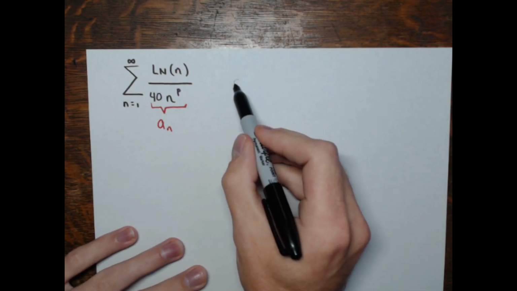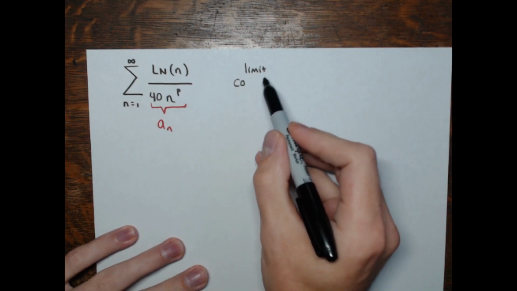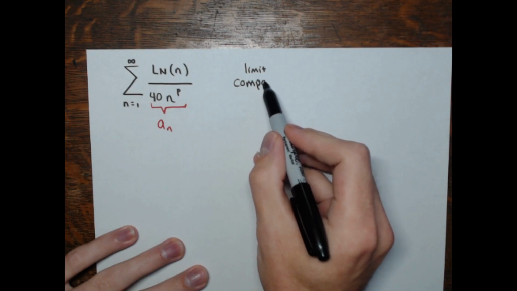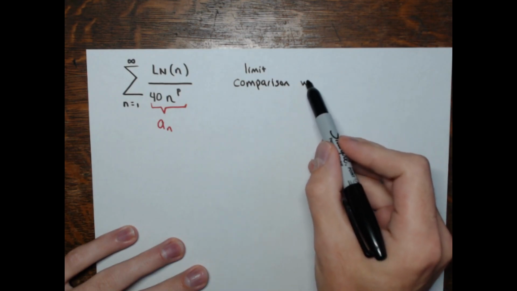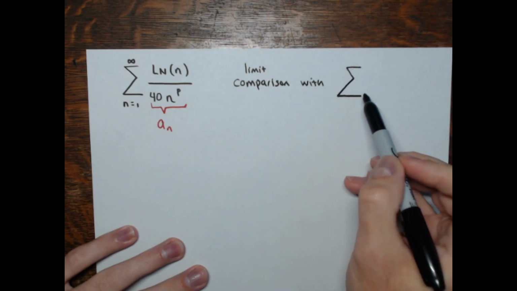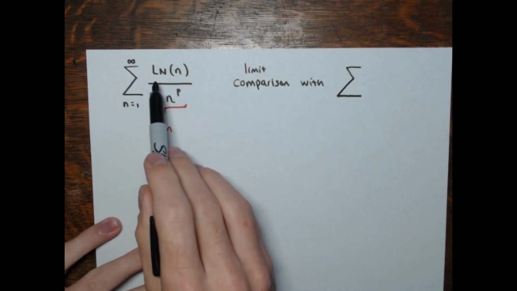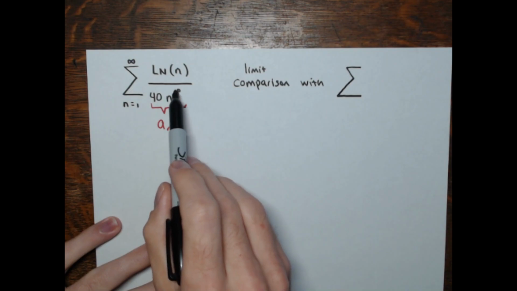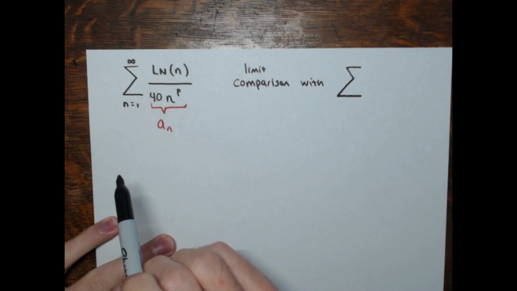And then what I'm going to compare this to, I'm going to do a limit comparison. Like I said, I prefer limit comparison to direct comparison. Let's do a limit comparison with something that's very similar to this. After a bit, I'm going to say that this is very similar to just something over n to the p. Right?